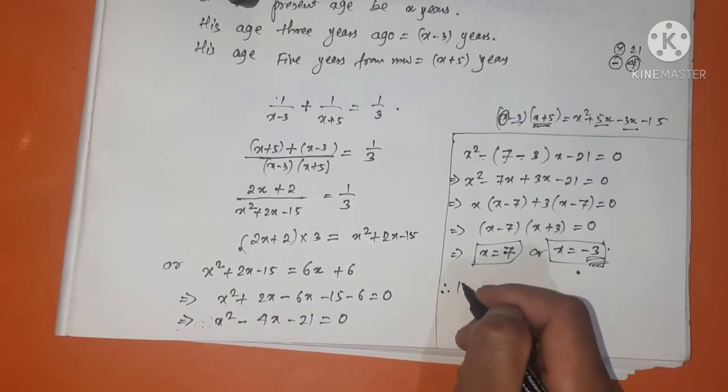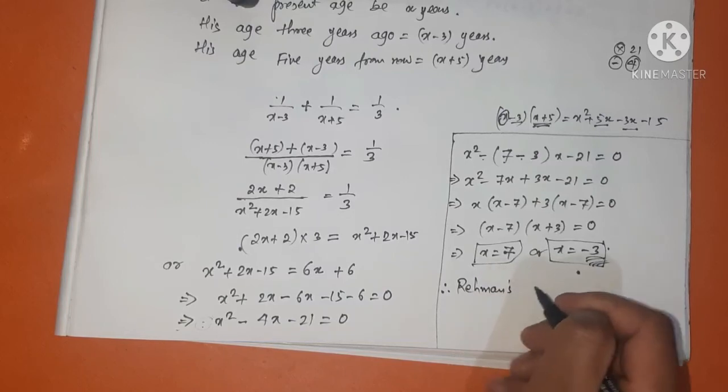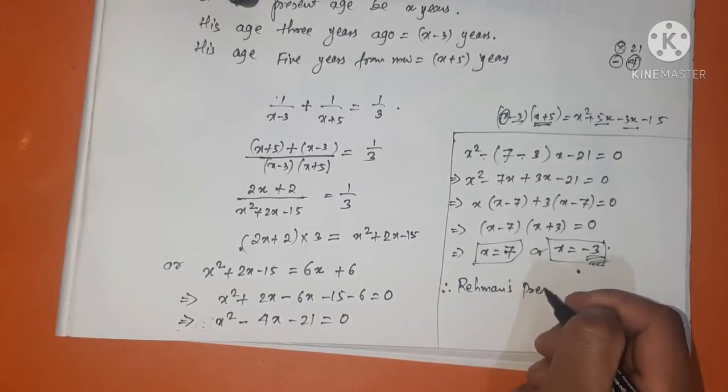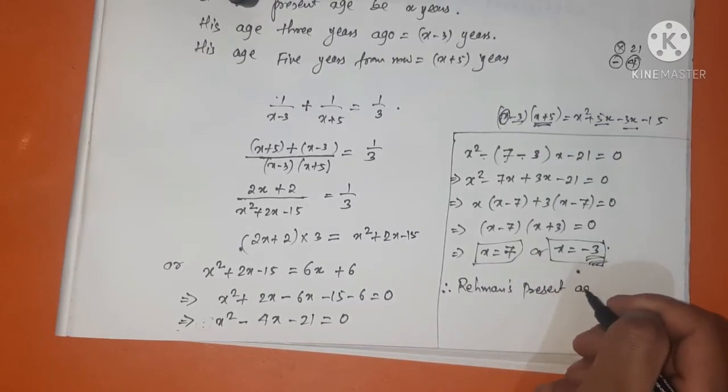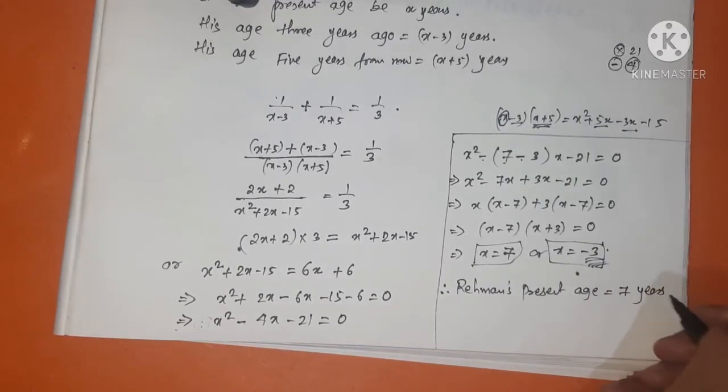Therefore, Remans' present age is 7 years.